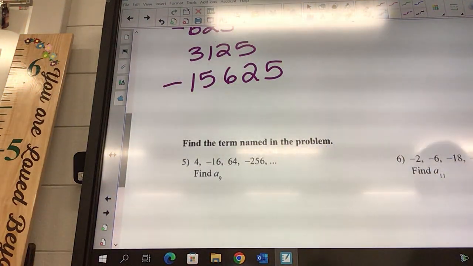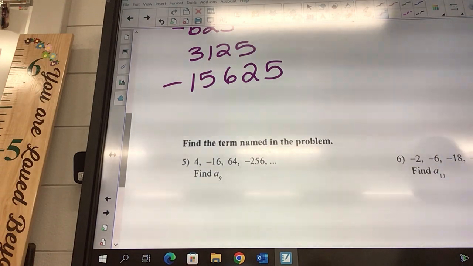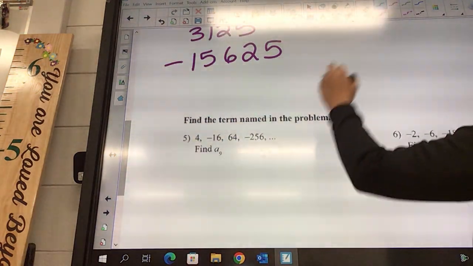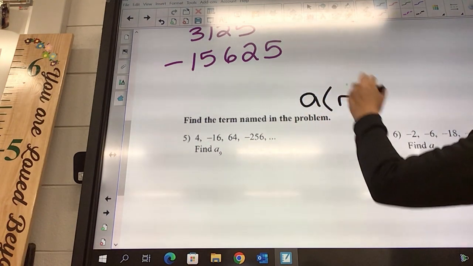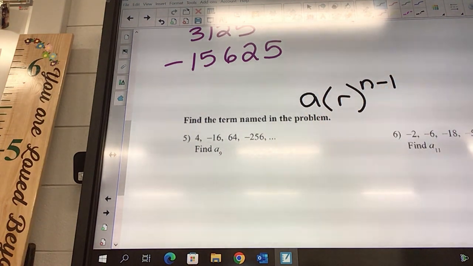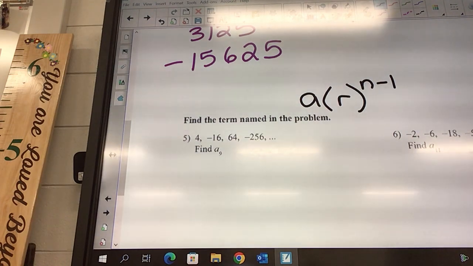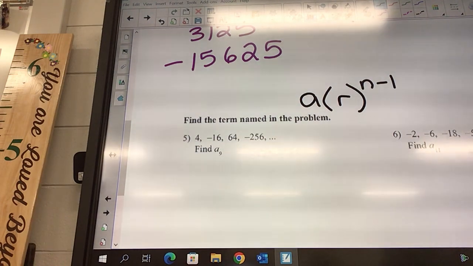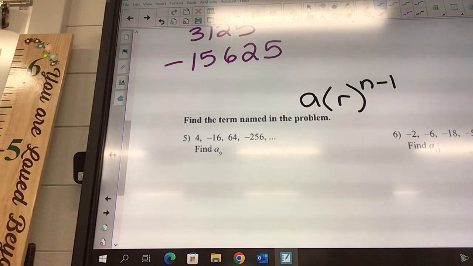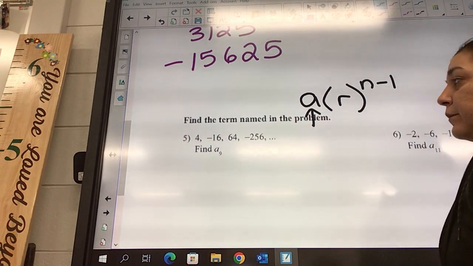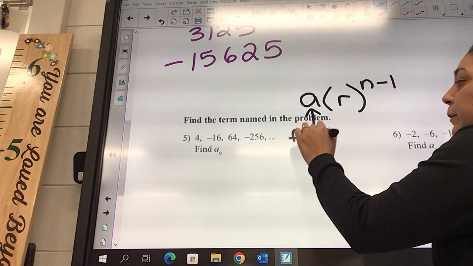Okay, find the term named in the problem. What is the formula for this? N minus 1. Okay. A lot of you guys wrote it all out in the formula. I don't know where you guys got your numbers from on your quiz, but that was the one issue, okay? What does the A stand for? The first term.